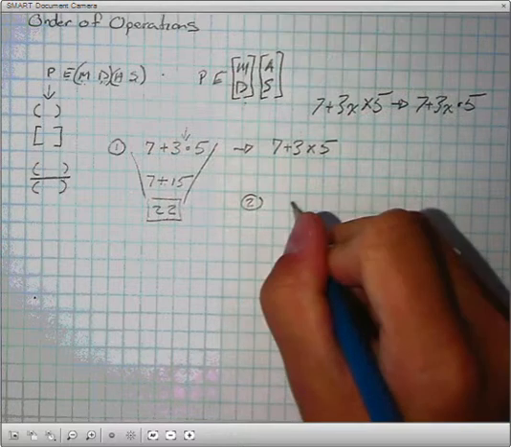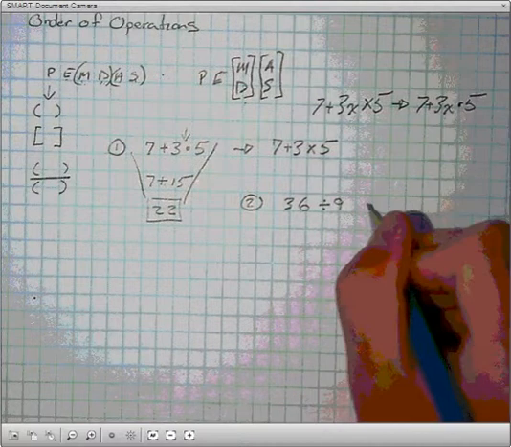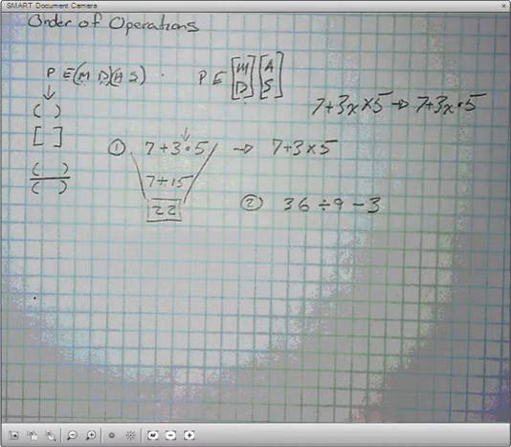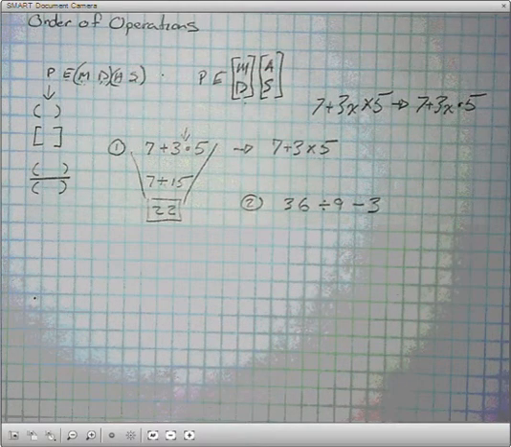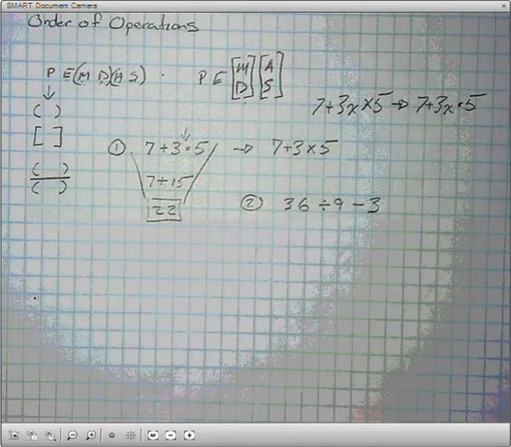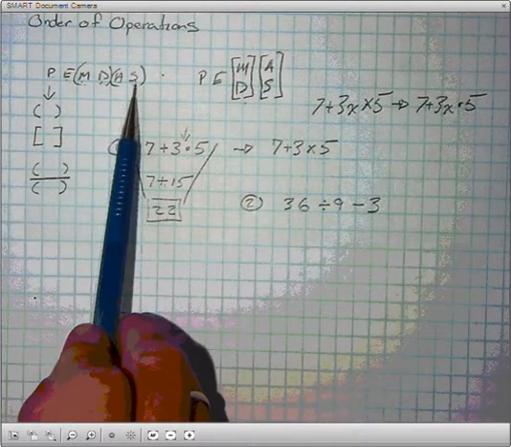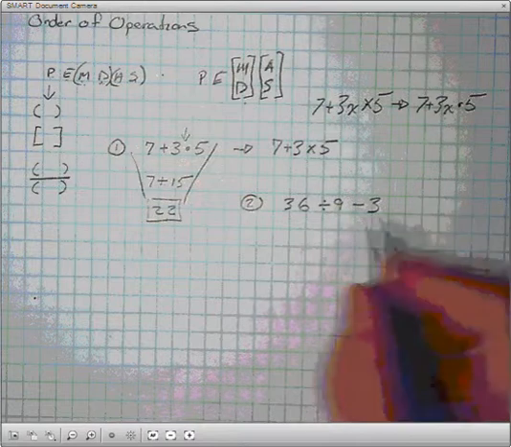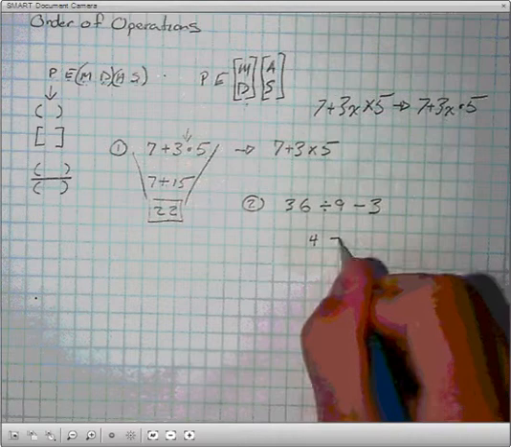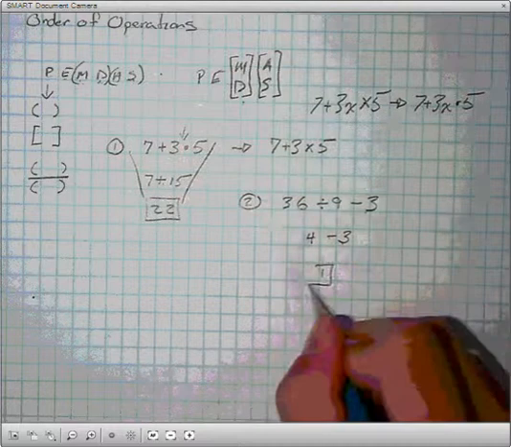Look at another example. 36 divided by 9 minus 3. So which of those am I going to do first? Greg? Sure. Division comes before subtraction, so I'm going to do my division first. 36 divided by 9. What is 36 divided by 9? 4. 4 minus 3. The minus 3 carries straight down. Now I can do 4 minus 3. It gives me 1. There's my answer.